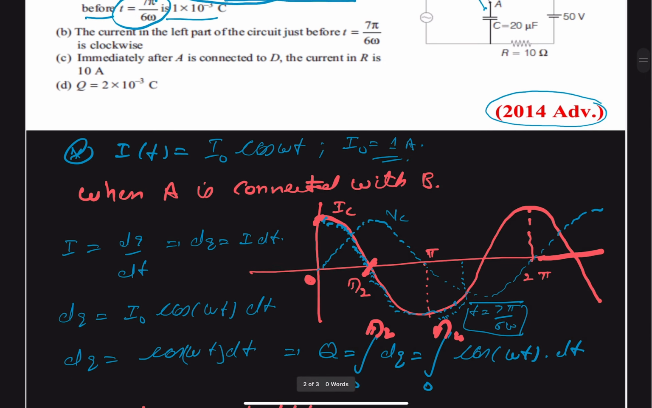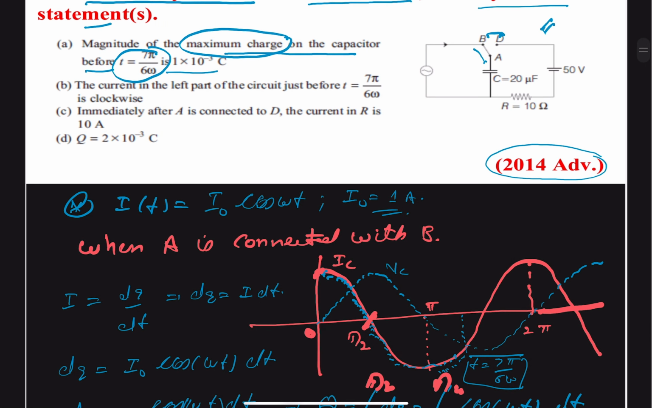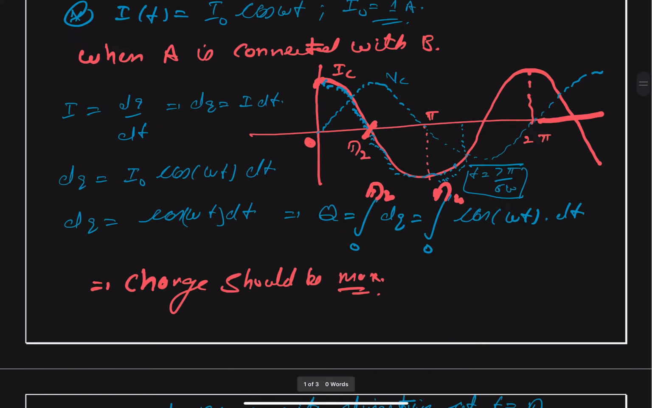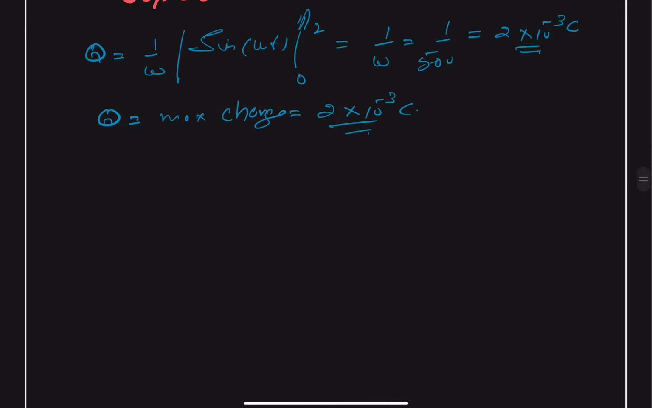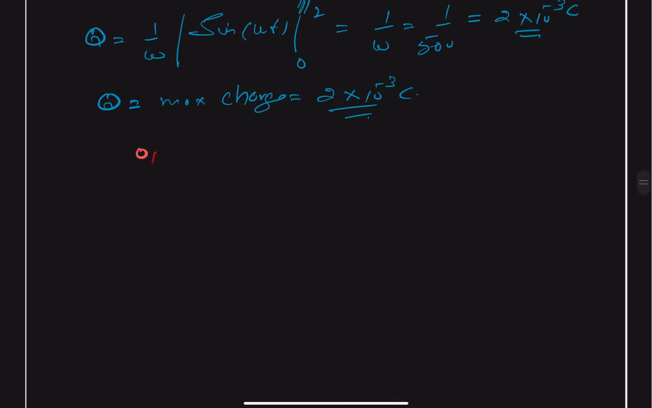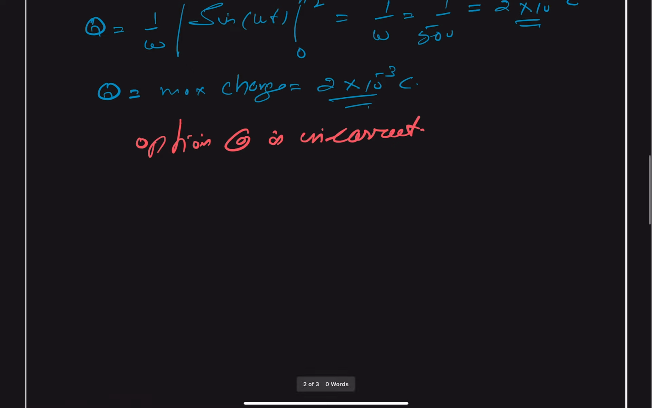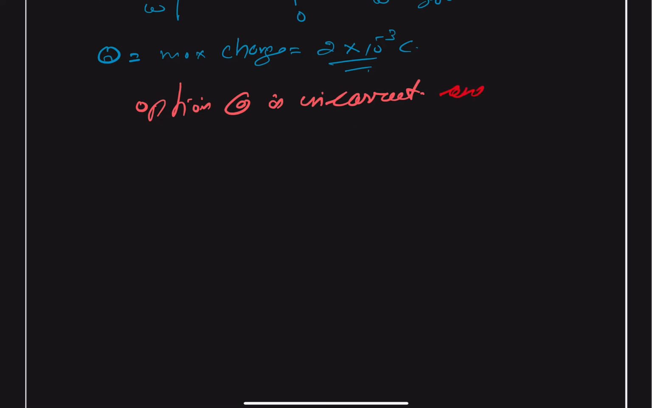And the option that is given to us states 1 into 10 to the power minus 3 coulomb. So option number A is incorrect. And from here also we can make a conclusion that option D is correct. So from here we can say that option A is incorrect and option D is correct.